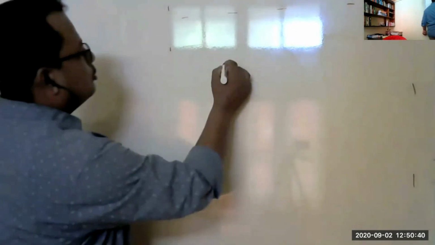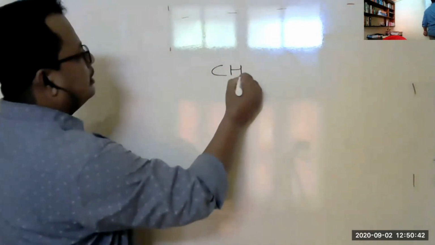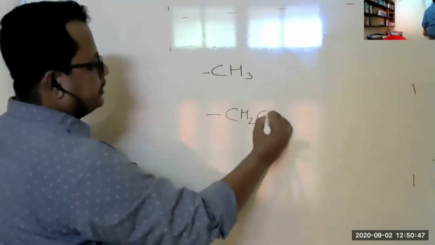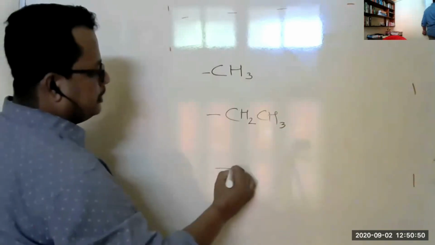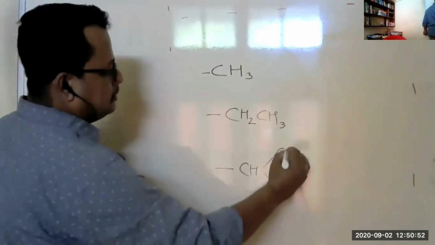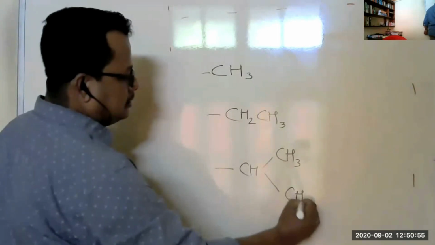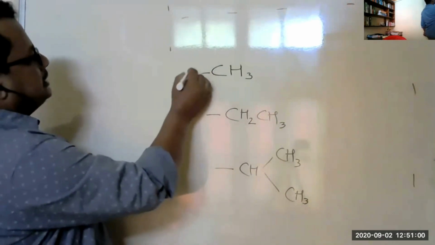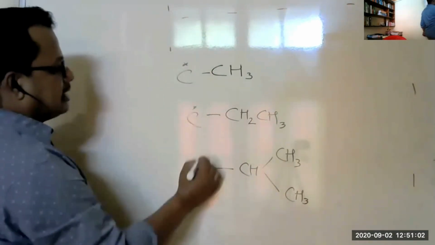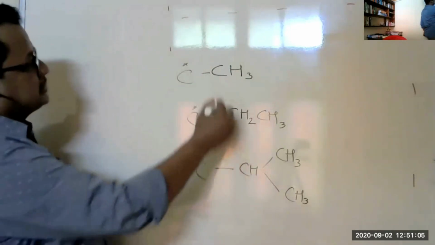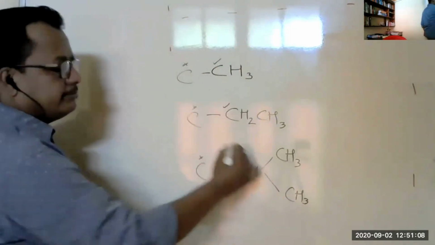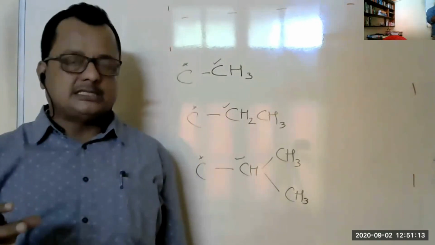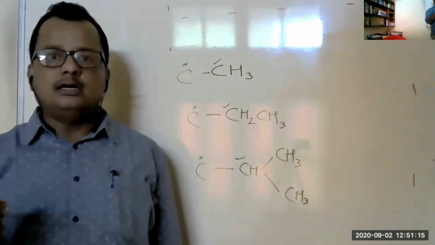So this is your methyl group. This is your ethyl group, and this is your isopropyl group. So this is the chiral carbon. This is the chiral carbon. So these three groups are attached to the same carbon atom. Then what we'll do, we'll assign priority on the basis of higher atomic number of the second atom.